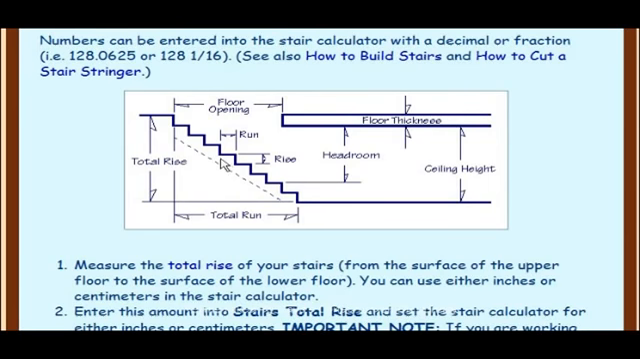The horizontal or flat part of the stair is called the run. The vertical height difference between two stairs is called the rise.